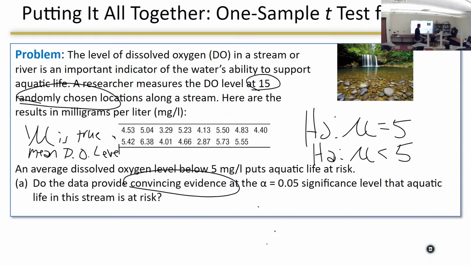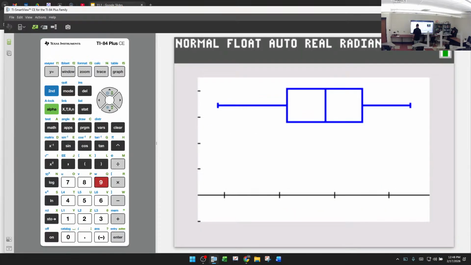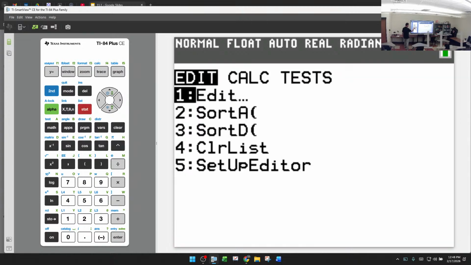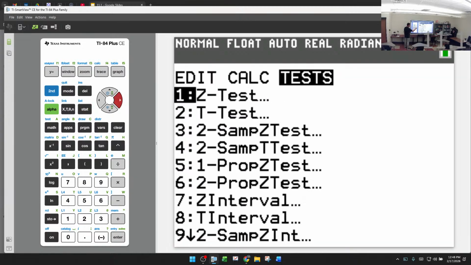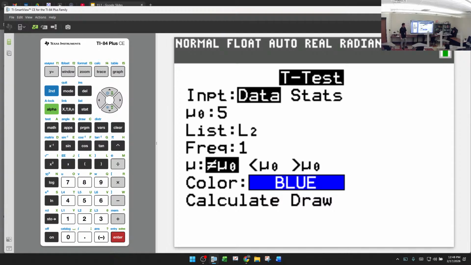Make sure you guys know how to do this on your calculator too. And then we'll go to the test. Stat, test, t-test, and use the data this time. Data comes from L2. Frequency is 1. Not equal to, I don't want not equal to. I want less than.